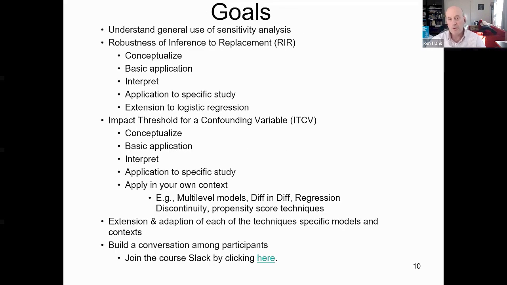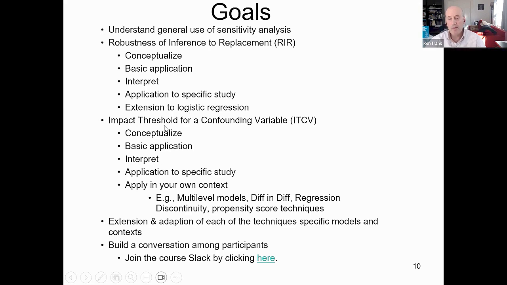The goals for the course are to get you to understand and lay out general sensitivity analysis. And for those who filled out the Qualtrics poll, thank you. It seems like we're starting with not much exposure to these techniques, so we're going to do that. Then we're going to walk you through the robustness of inference to replacement, that's how much the data would have to change your mind. We'll do conceptualization, application, interpretation, and extension to logistic regression. I did note that in the Qualtrics poll, a few people wanted to see that.